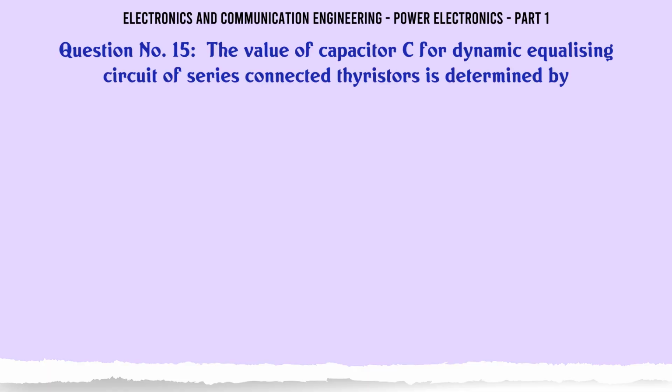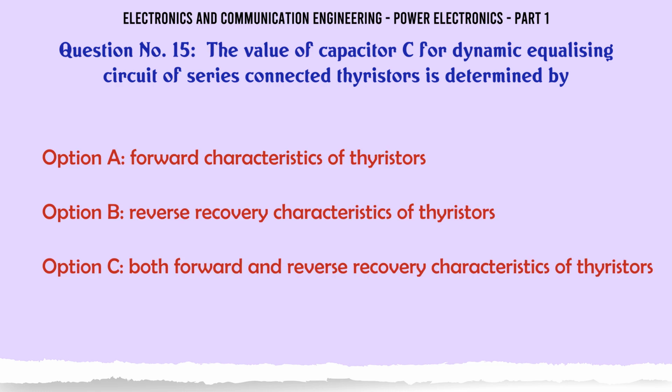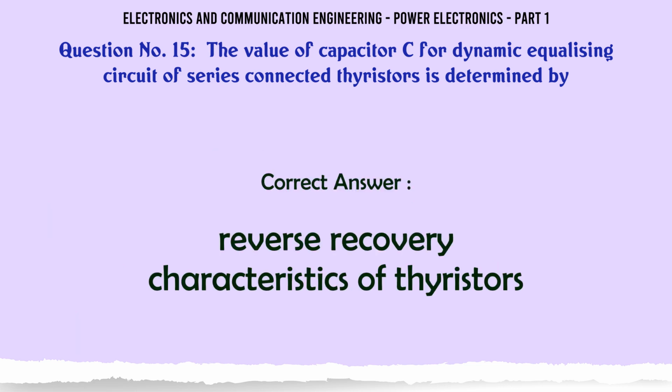The value of capacitor C for the dynamic equalizing circuit of series connected thyristors is determined by A. Forward characteristics of thyristors, B. Reverse recovery characteristics of thyristors, C. Both forward and reverse recovery characteristics of thyristors, D. None of the above. The correct answer is reverse recovery characteristics of thyristors.